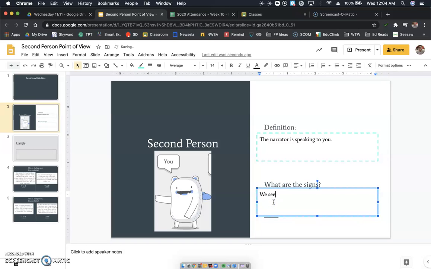A few signs that you might see: we see a lot of "you," a lot of "your," like "you are." One other thing that we might see a lot of.